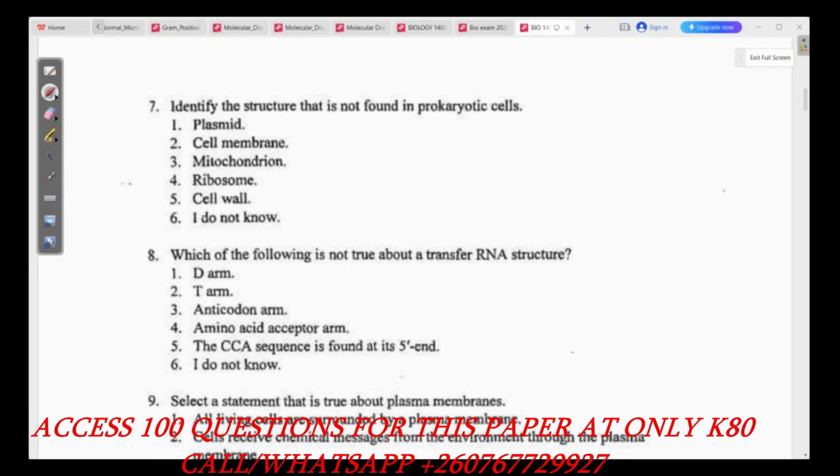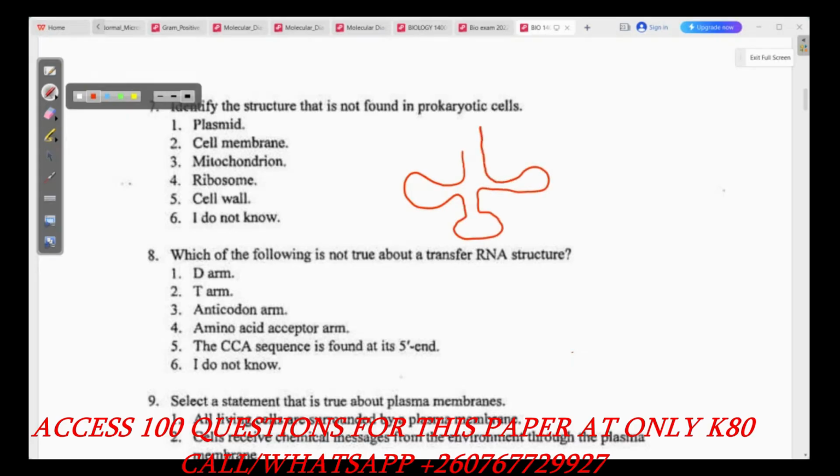Question 8. Which of the following is not true about transfer RNA? A is saying it has got a D arm, T arm, anticodon arm, amino acid acceptor arm, yes. The CCA sequence is found at its 5' end. So the structure of tRNA is like this, okay. So it's like this. Then this is the 5' end. This is the 3' end. This is the structure which has got the CCA sequence.